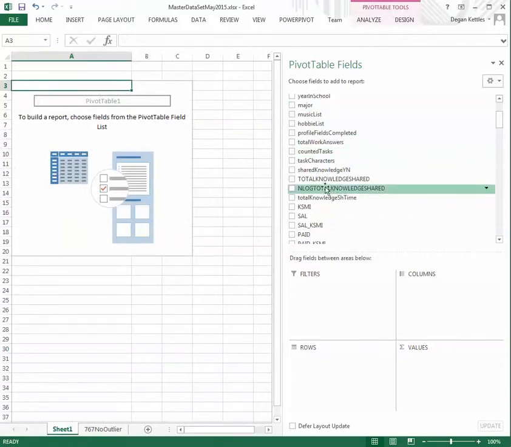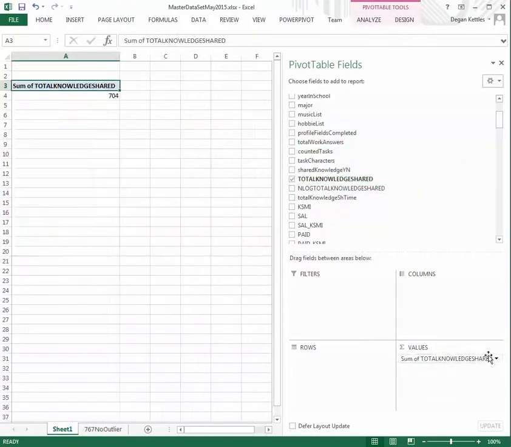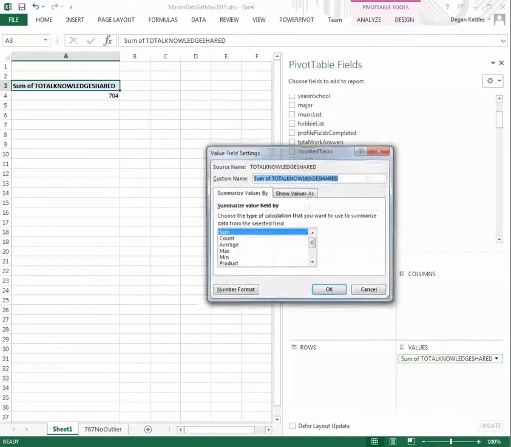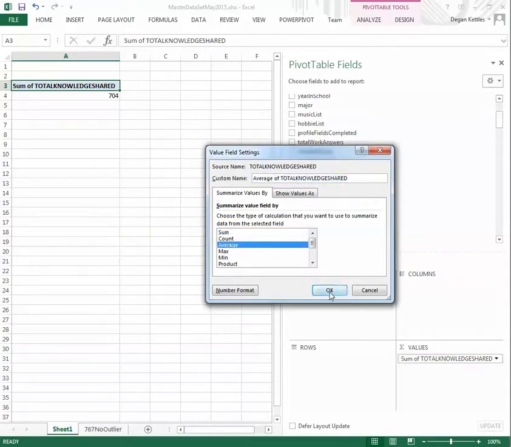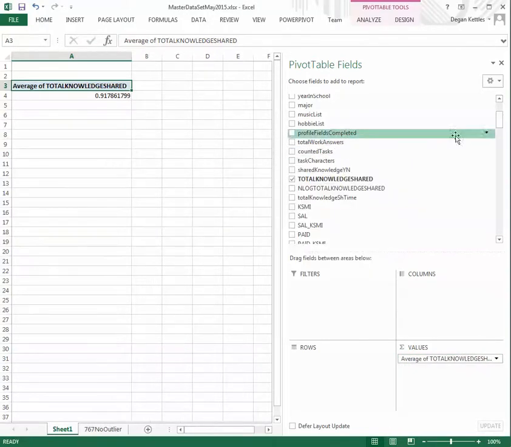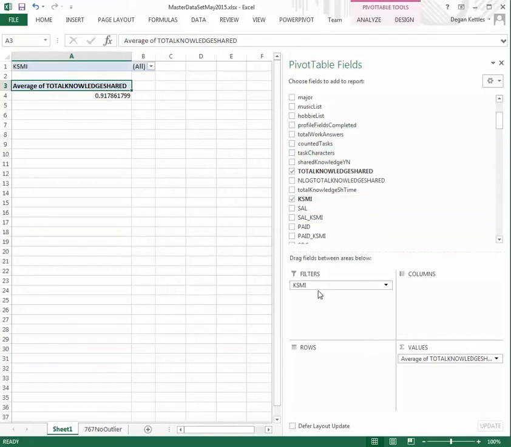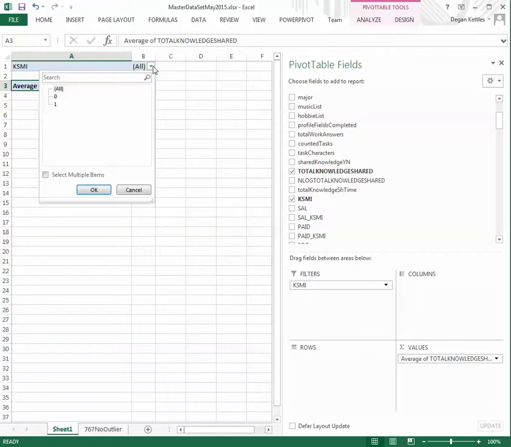So I'm going to go back to total knowledge shared and change that to average. Okay, and I want to filter this based on people that thought knowledge sharing was important. One way I could do this is I could drag this into filter. And after I drag it to filter, a new thing shows up here where I can select this drop down and pick either item that I want.